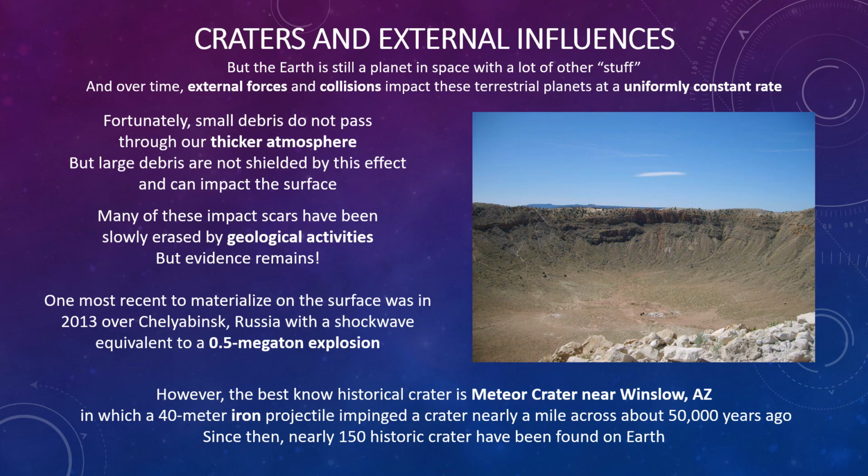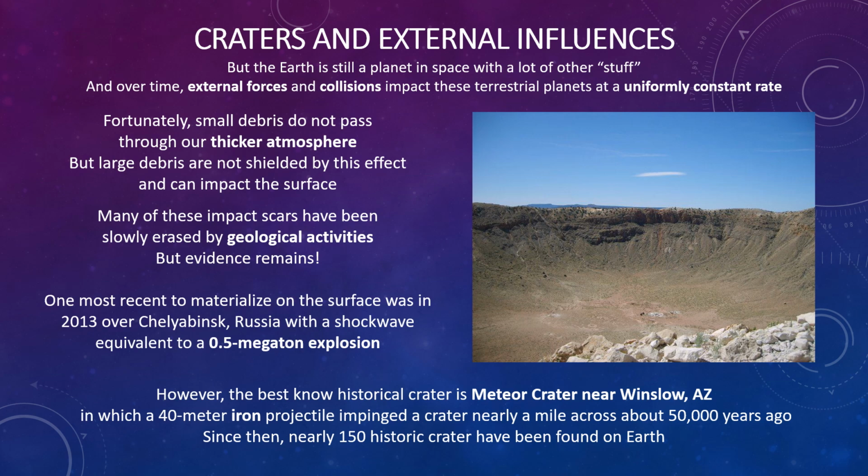Life is not the only thing which influences our planet's surface and conditions, but also there are external forces and collisions which really impact our planet, and these actually happen at a roughly uniformly constant rate. Fortunately, small debris does not pass through our atmosphere because it burns up due to the friction as it passes through all of the gases in the atmosphere, but large debris is not stopped by this effect and can impact the surface. So many of these impact scars have been erased by geological activity, like erosion or weathering, or even being subducted down into the plate from plate tectonics, but some evidence still remains.